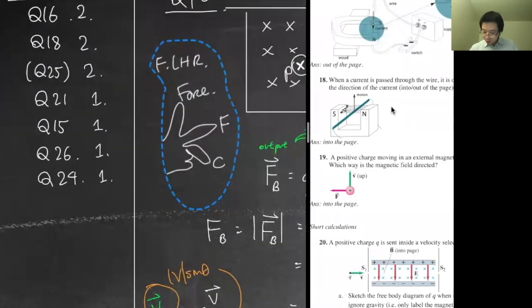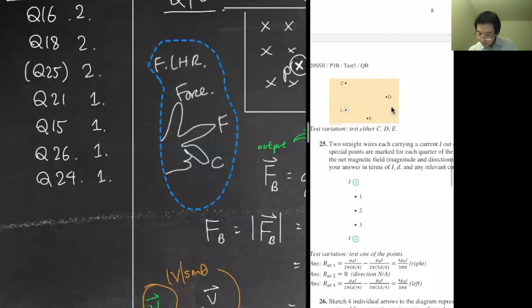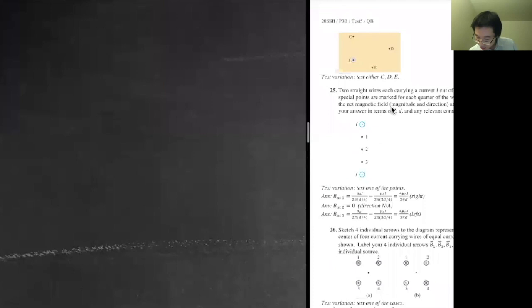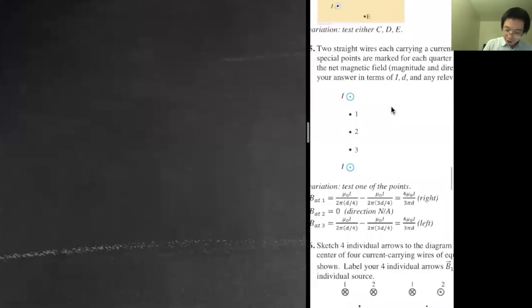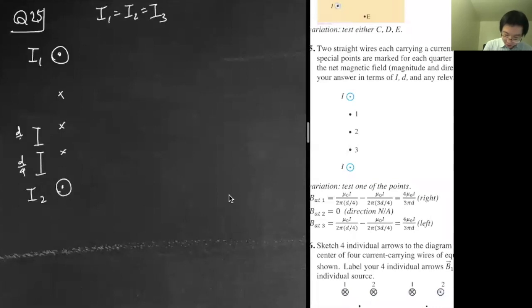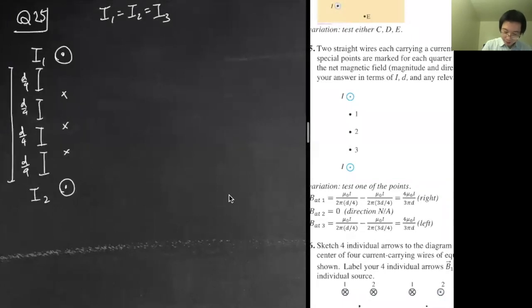Next, question 25. This is another good one. You have straight wires a distance d apart, so let's sketch that out first. You have a wire here, you have a wire here. Let's call them I1 and I2. Actually, they both have the same current, but I'm going to draw magnetic field vectors, so I want to differentiate which is 1 and which is 2. Then you have 3 points here, each of them d/4 apart, and the whole thing is distance d apart.